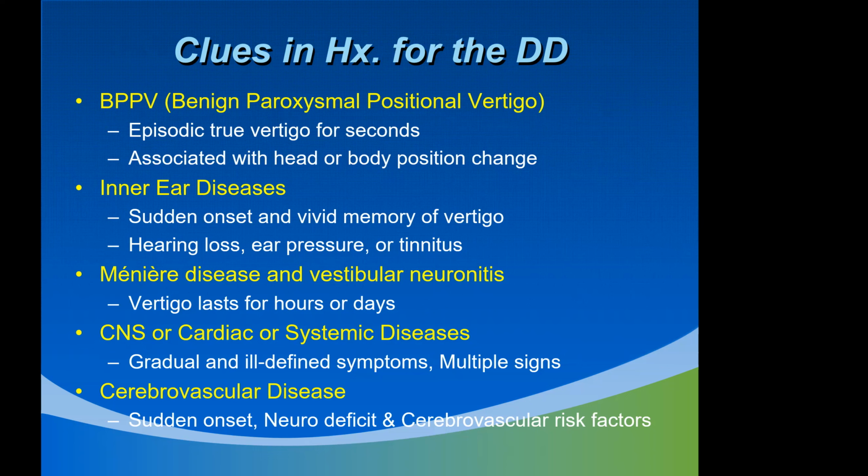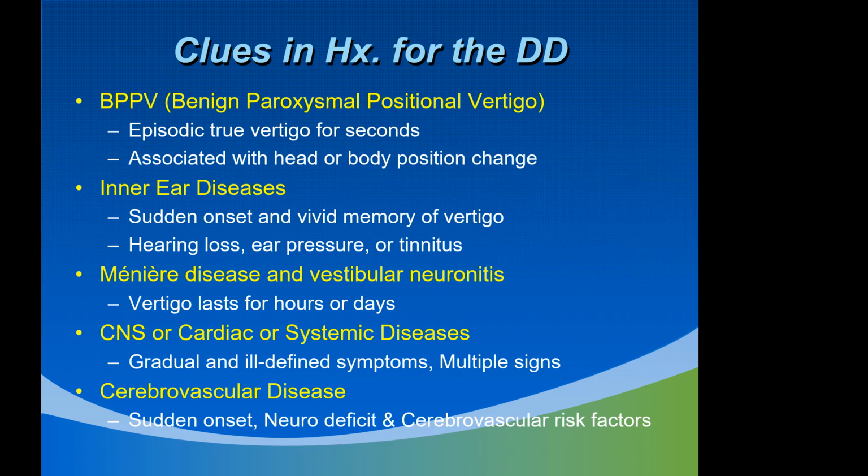Inner ear disease: sudden onset, with vivid memory of the vertigo. He says, "I was all right at this point, and suddenly, like a stroke, it came. I am not able to keep my balance." He clearly pinpoints: up to 9:15, I played; by 9:20, I had severe vertigo. I was working in the office, I was there until 1 o'clock, I am all right, 1:05. Such a sharp memory will tell you it is an inner ear disease, associated with hearing loss, ear pressure, tinnitus also may be there. Meniere's disease: vertigo lasts for hours or days.